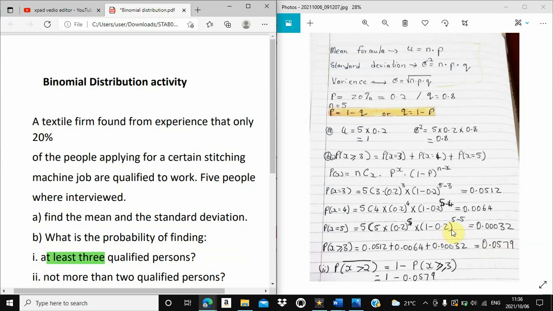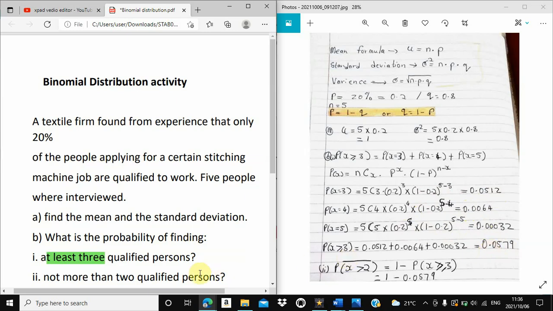But if you just put these things here separately and you don't add them, you will be marked wrong, since they are not looking for the probability of 3, the probability of 4, or the probability of 5. What they want is at least 3 have qualified. So you add these probabilities, then our sum was 0.0579.